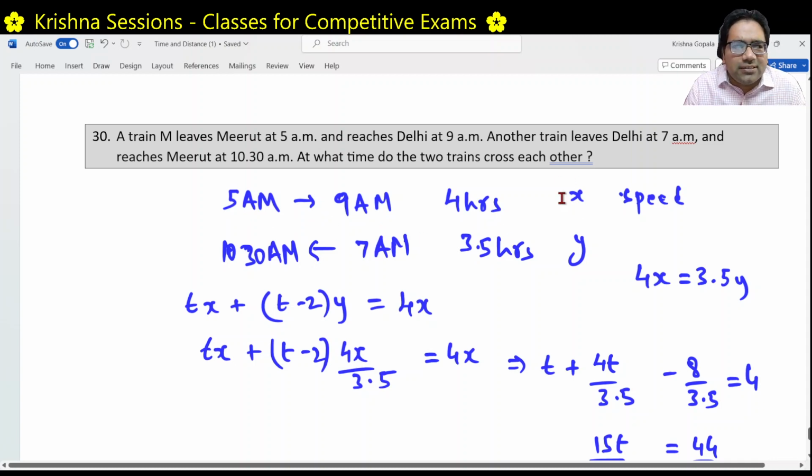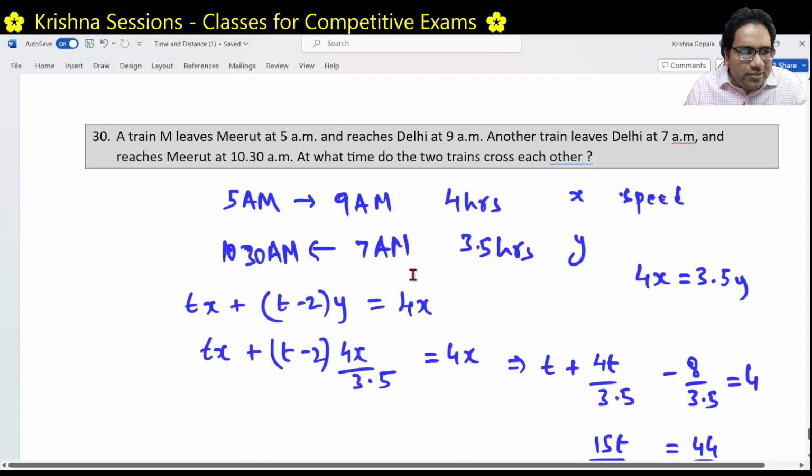Now in that time, this first train is traveling how much distance? The first speed is x, so t into x. In that time, this train is traveling how much distance? It is t minus 2, because for the first 2 hours it is not even traveling. If the total time is 3 hours, then this train is traveling for 1 hour only. So t minus 2 into y. The total distance of this train plus this train is equal to the total distance between Meerut and Delhi, which is equal to 4 into x, or you can say 3.5 into y, doesn't matter.